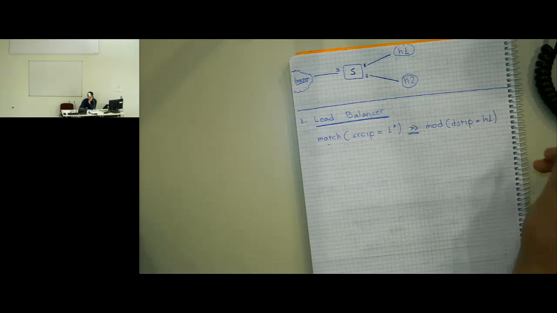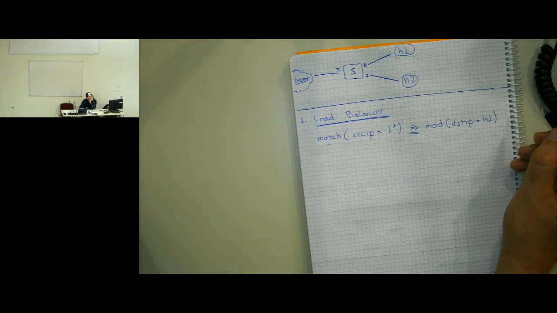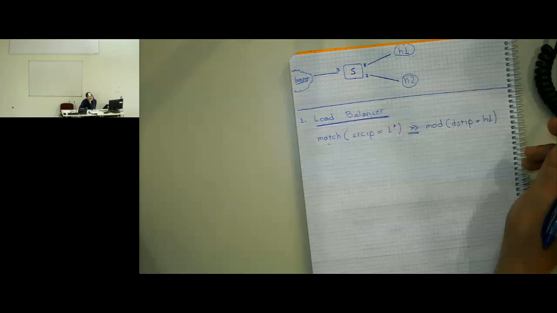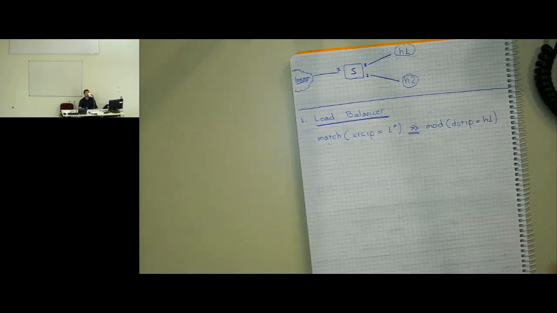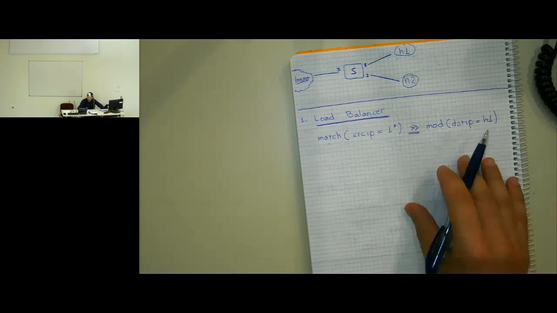It's pretty simple. Yes, but how would this split the packets into half? For example, maybe every source IP would be starting from one. True, it might not be a very good load balancer, but it's just for the example.